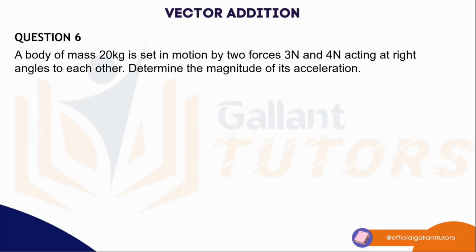Alright, so lastly, the last question for today. We have a body of mass 20 kg set in motion by two forces at right angle to each other. Determine the magnitude of this acceleration. So now, write the parameters.